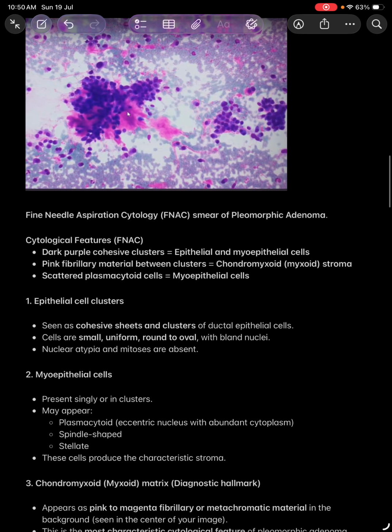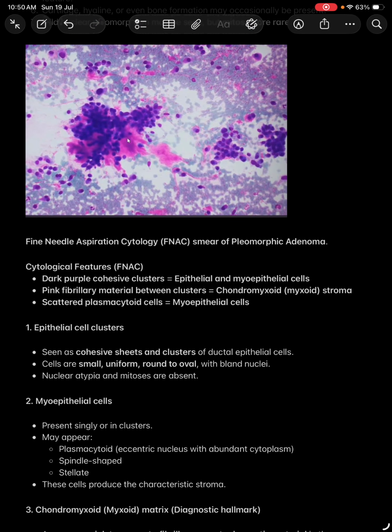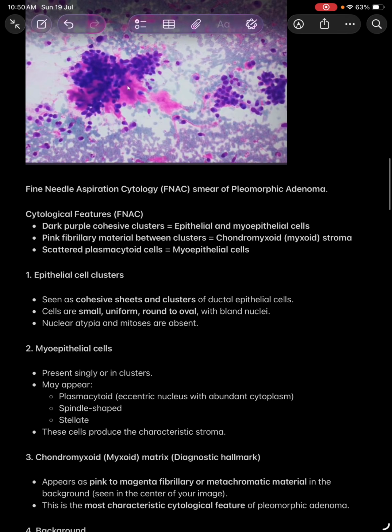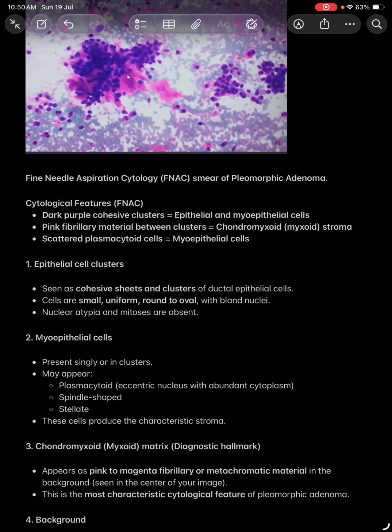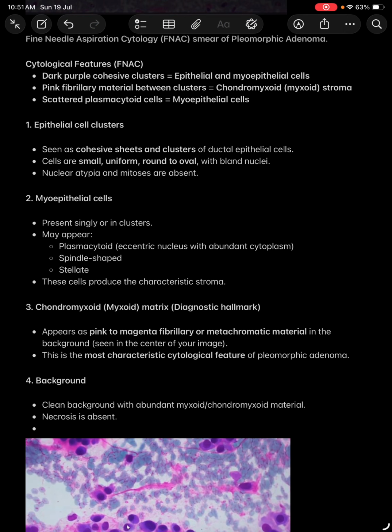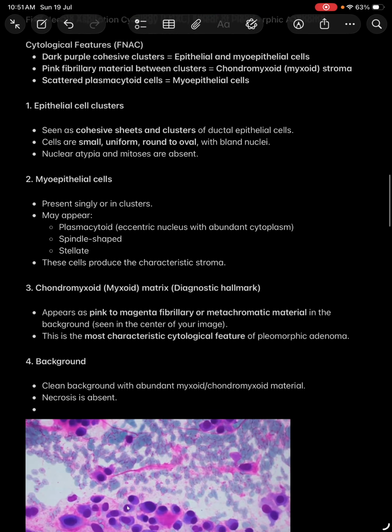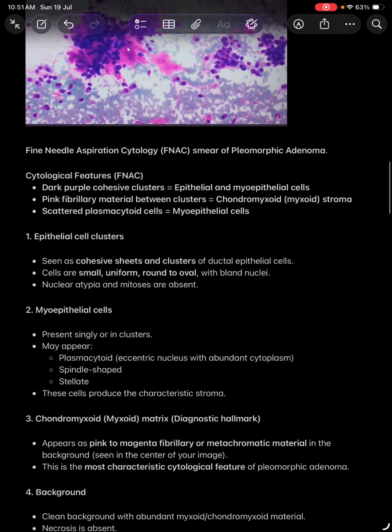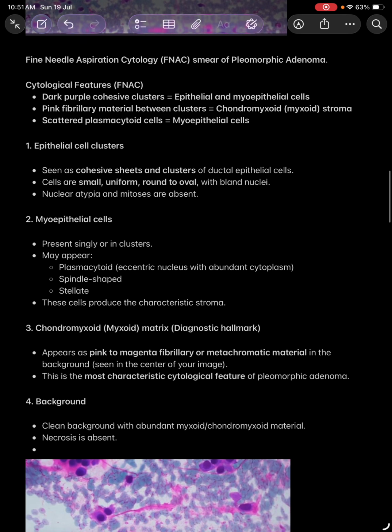Epithelial cell clusters are seen in cohesive sheets and clusters of ductal epithelial cells. The cells are small, uniform, round to oval with bland nuclei. Nuclear atypia and mitoses are absent. The myoepithelial cells are single and scattered: plasmacytoid with eccentric nuclei and abundant cytoplasm, and spindle-shaped stellate cells. These cells produce the characteristic stroma, the chondromyxoid matrix. This is the apparent pink-magenta fibrillary metachromatic material in the background.